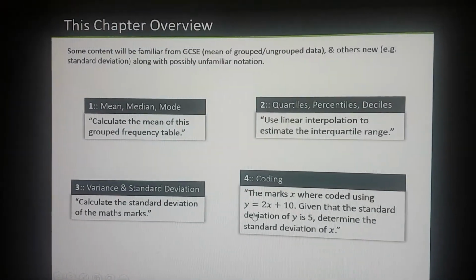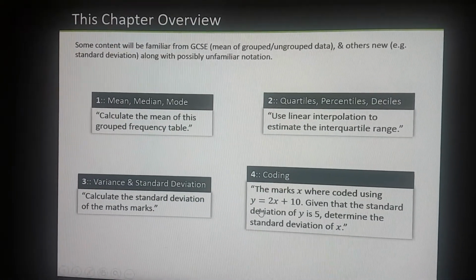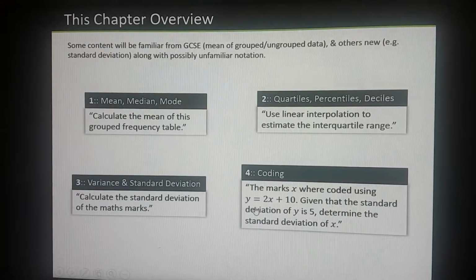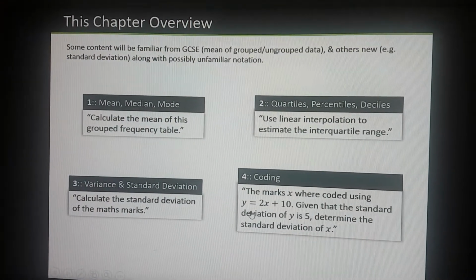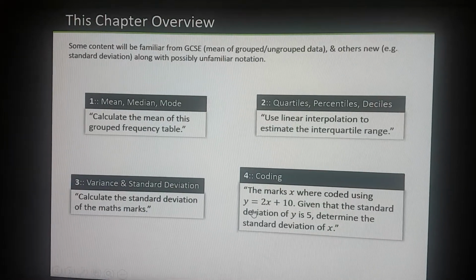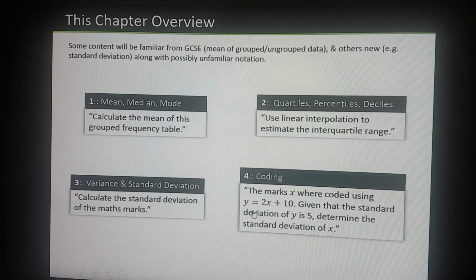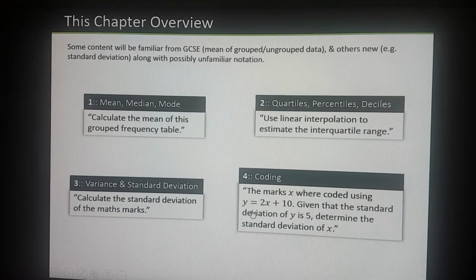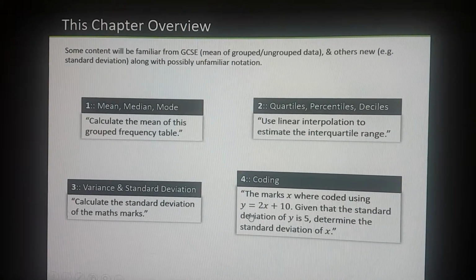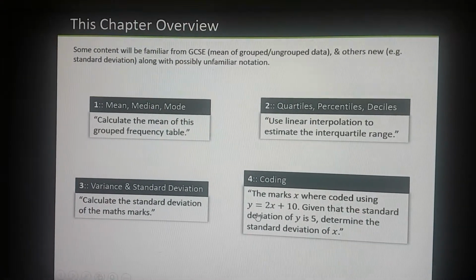This chapter overview is going to be split. Basically, the chapter is split into 4 parts. Talking about the mean, median, mode, quartiles, percentiles, and deciles, variance and standard deviation, and the last thing we are going to do in here is coding.